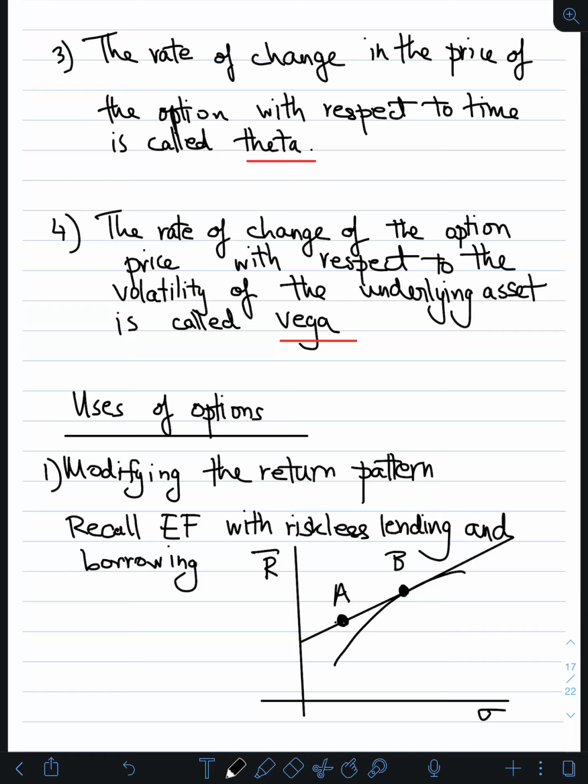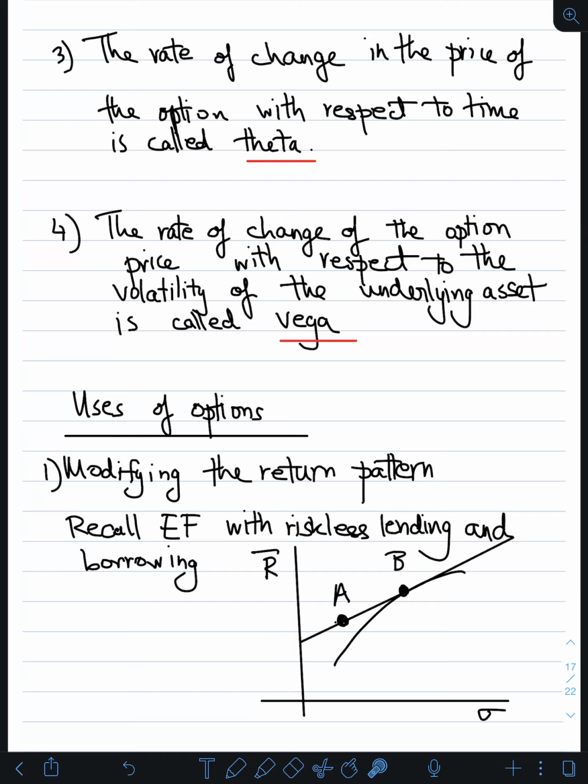This video discusses some of the uses of options. One of the uses we can find for an option is to modify the return pattern. So let's recall the efficient frontier with the riskless lending and borrowing allowed. If you remember, it's anywhere up and down this line.